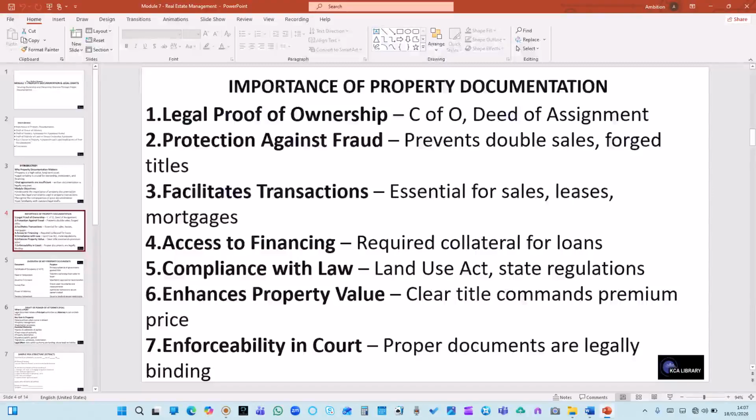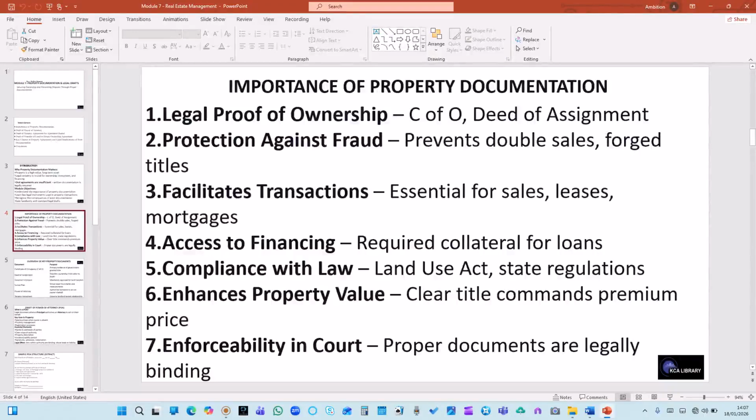Number 3, it facilitates transactions, which is essential for sale, lease, and mortgage. It also serves as access to financing, which is required where collateral is required. Such documents can be used to obtain a loan from a bank in the form of collateral. Number 5, compliance with the law. It is a mandatory requirement according to the law that property documentation is necessary, such as the Land Use Act and state regulation. So it serves as compliance with legal laws.